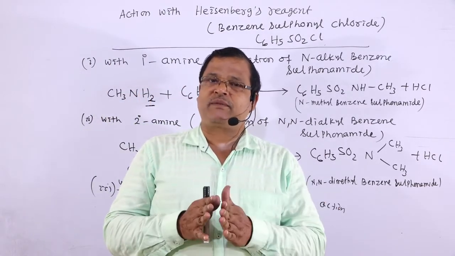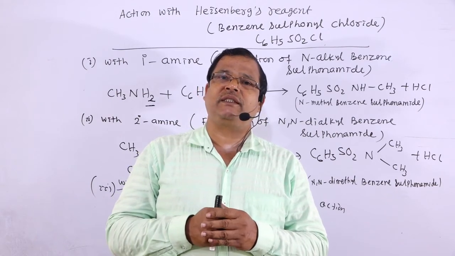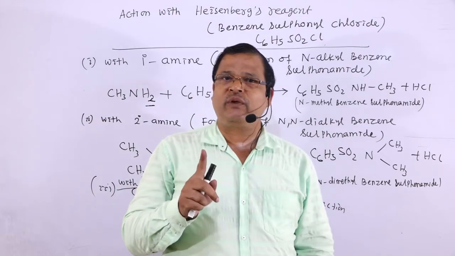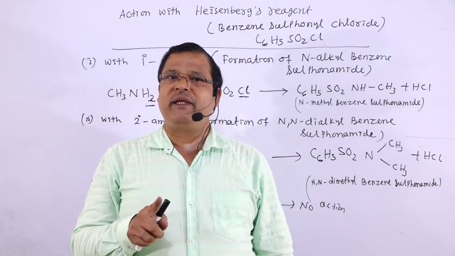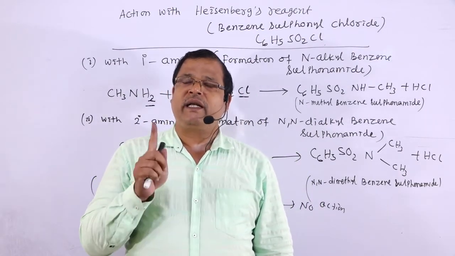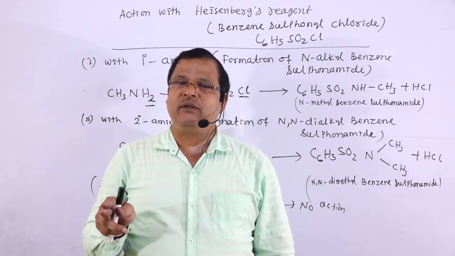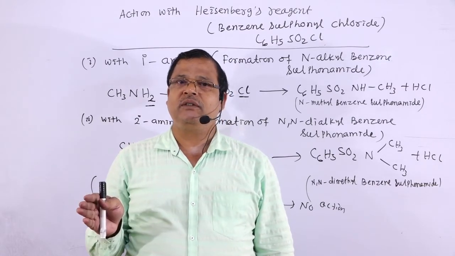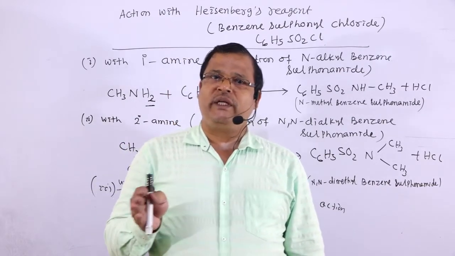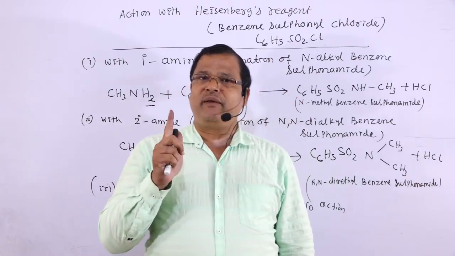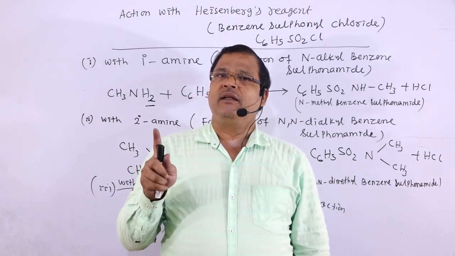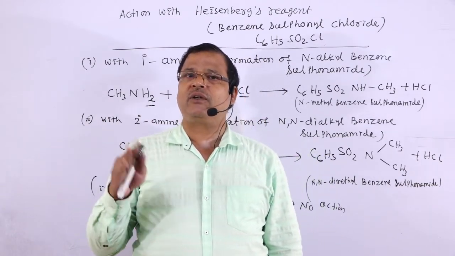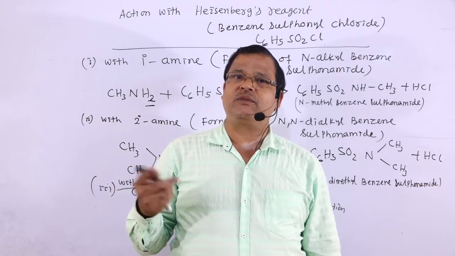So already we have explained the three methods of differentiation between primary, secondary and tertiary amines. The first one is action with nitrous acid. Primary amine will form primary alcohol. Secondary will form nitrosoamine, which will respond to Liebermann's nitroso reaction, and tertiary will form salt. Next one is action with acid chloride. Primary will form N-alkyl alkanamide. Secondary will form N,N-dialkyl alkanamide, and tertiary will form no product.